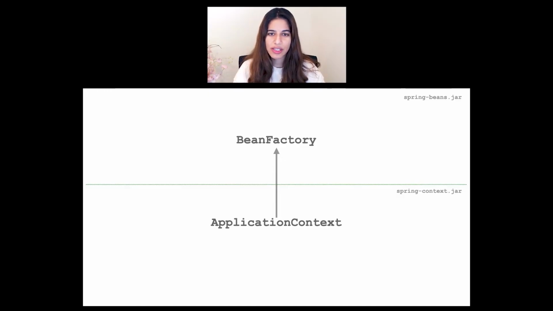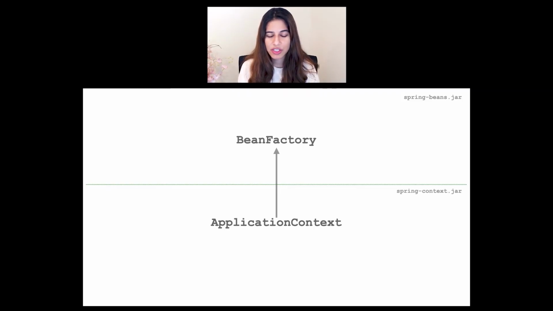It's useful to know that there's a clear separation between the application context and the bean factory within the framework itself. The bean factory is part of the Spring Beans jar, and it provides the foundational components for the Spring IOC container. The application context builds on top of the Spring Beans jar, or rather the Spring Context jar builds on top of the Spring Beans jar and provides additional functionality on top of Spring Beans.